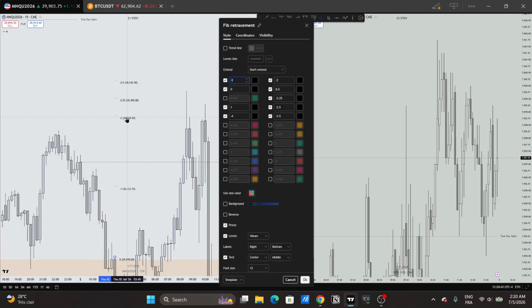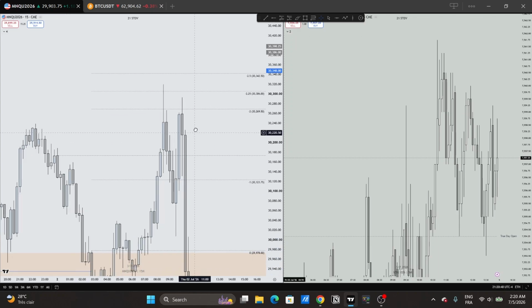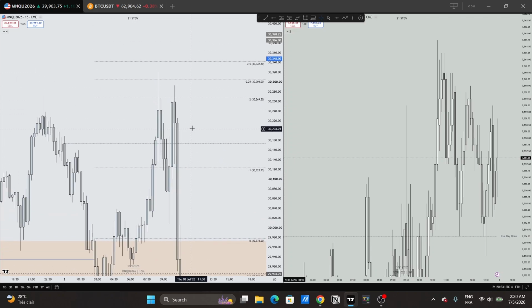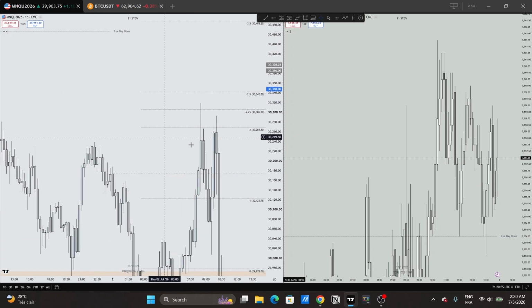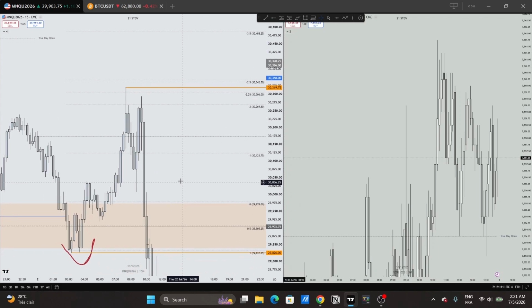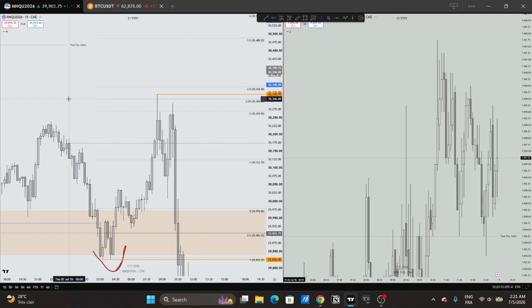Let's extend them to the right, so you can see where the market tapped. So you can see here that the first time the market tapped at the 2.25 and then gave this retracement. People at the open, which was here, this was the first candle of the open, this one, started long in the market because they saw bullish signs on the lower time frames.